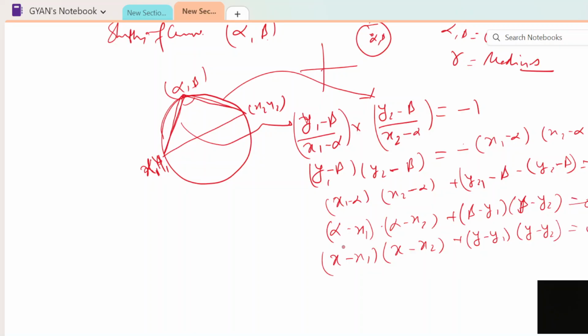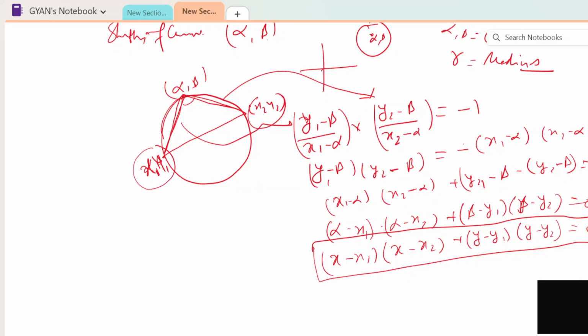So this is another form of the circle equation. If we know the coordinates of the ends of the diameter, and we only know the coordinates of the ends of the diameter, we can find the equation of the circle like this.